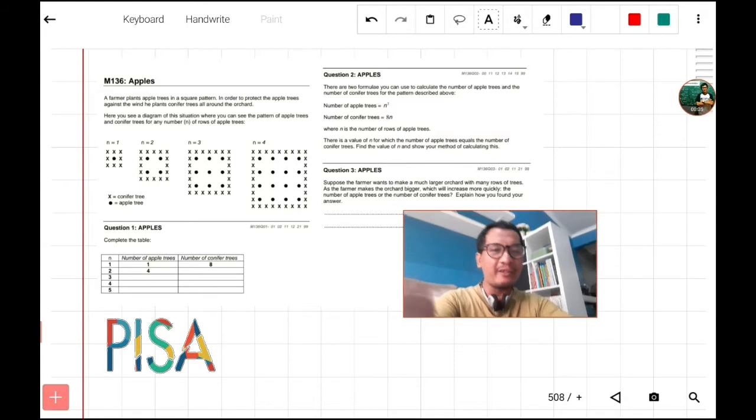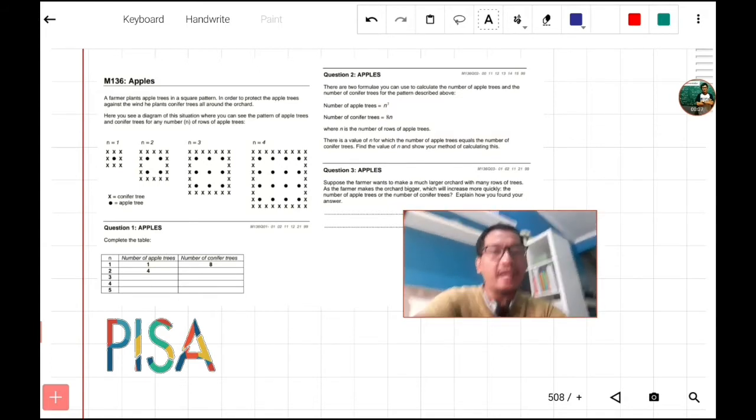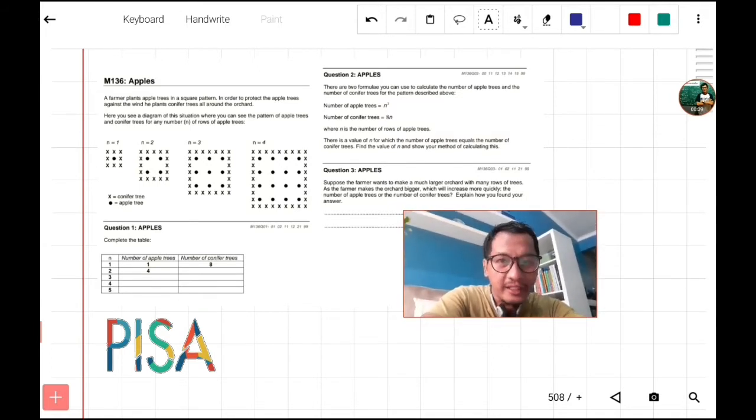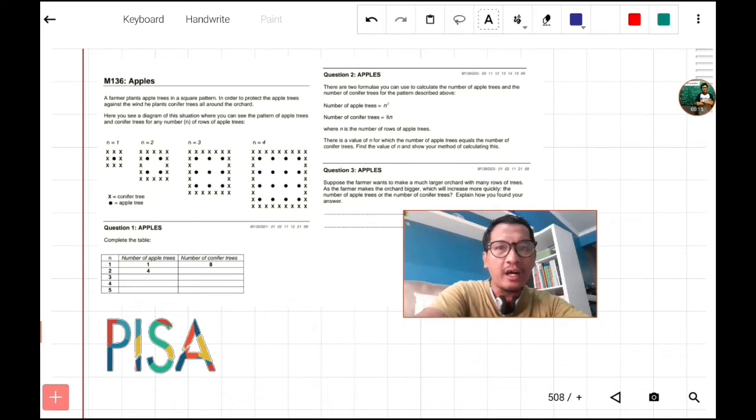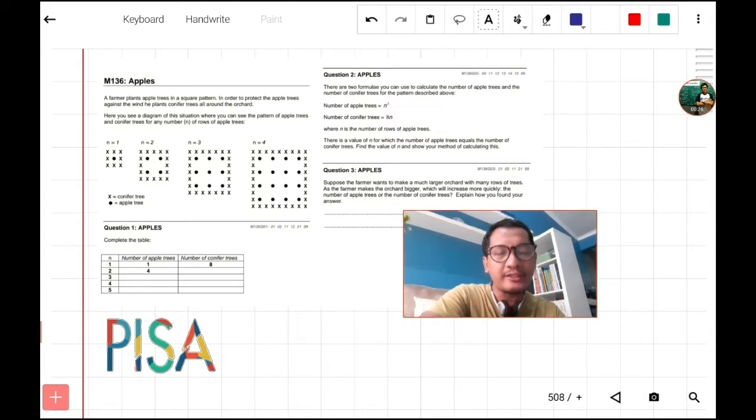I'm Dodi Ferianto. This time we will discuss one of the PISA mathematics problems. These problems are taken from PISA problem books on the internet. Okay, let's start.